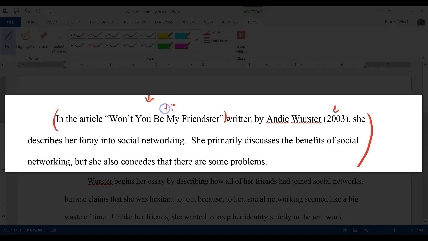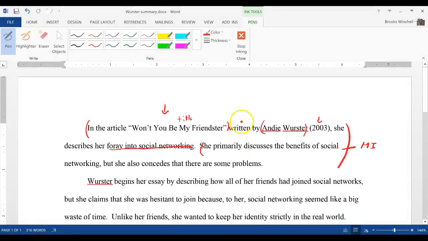She mentions the title. So the title of the article is Won't You Be My Friendster? And that article was written by Andy Worster. And in the article, she talks about her experience with social networking. So this author says, she primarily discusses the benefits of social networking, but she also concedes that there are some problems. So I would say that's pretty much the main idea of the article, was that there are some benefits to social networking, but there are also some problems. So she has author, title, and main idea right here in her first paragraph. It is a short paragraph, but it's nice setting it off like that just to kind of give it emphasis.